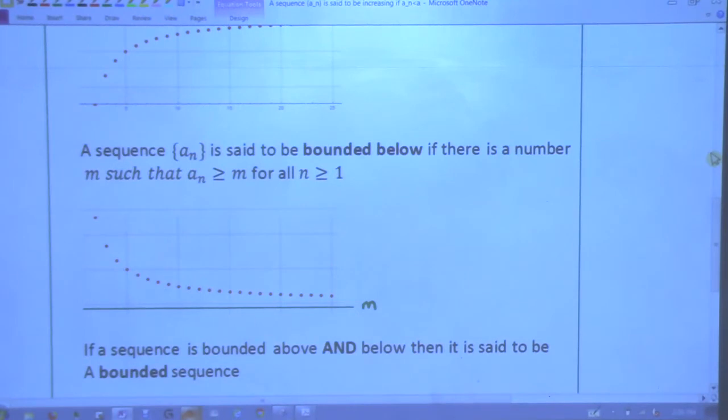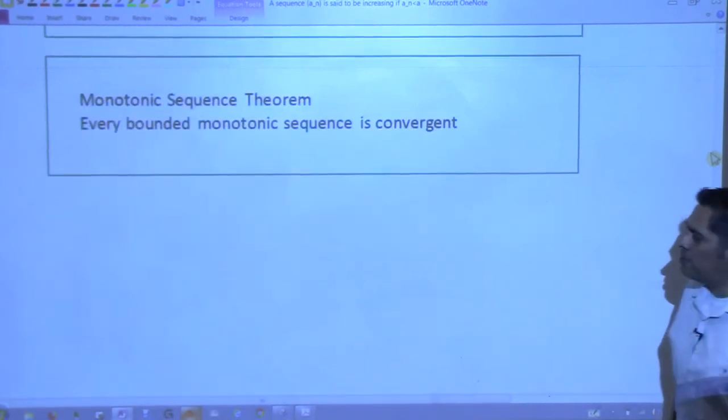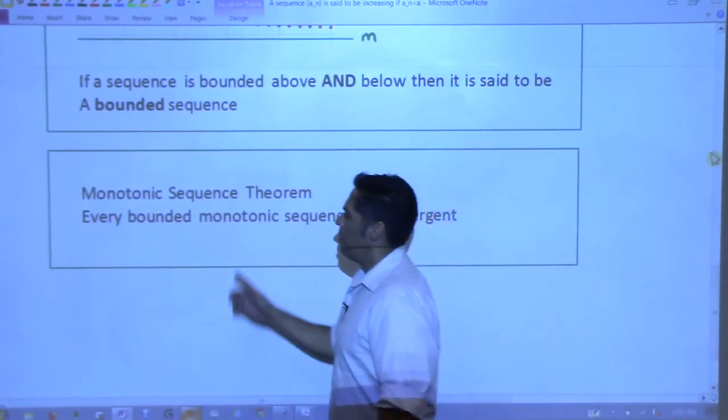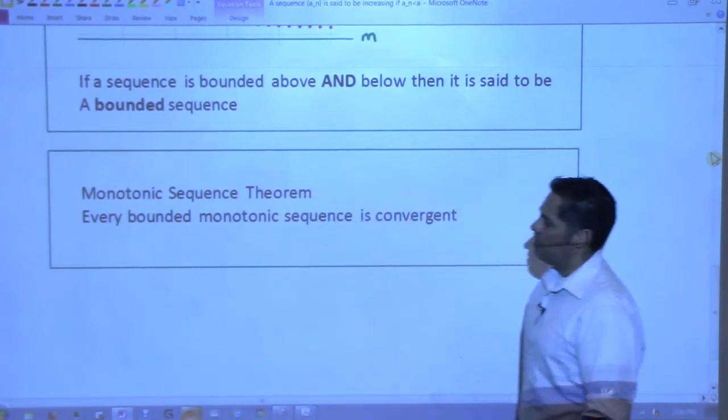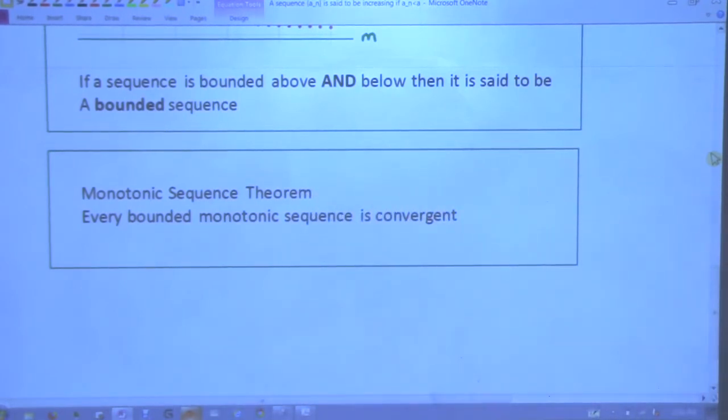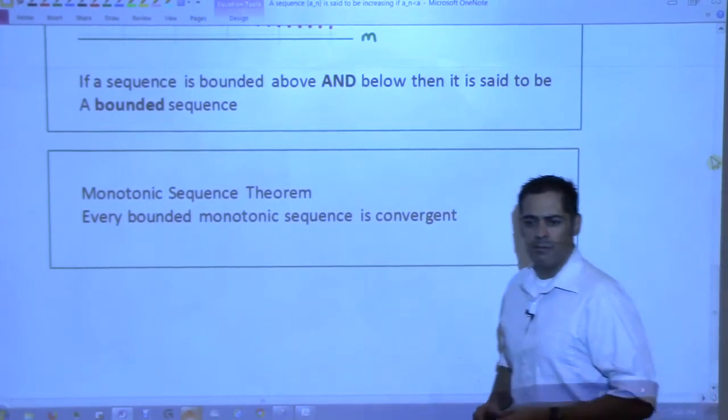With me? Okay. And that brings us to the very important theorem called the monotonic sequence theorem. And it's a very simple statement. Every bounded monotonic sequence is convergent.